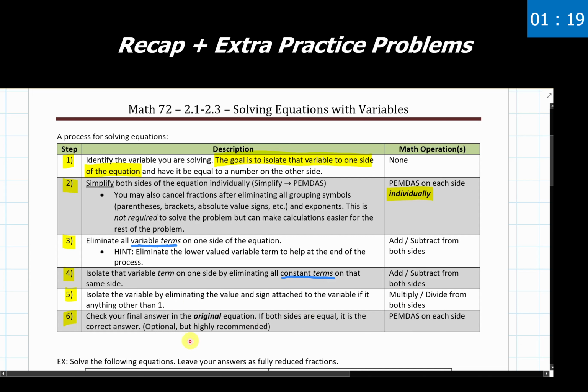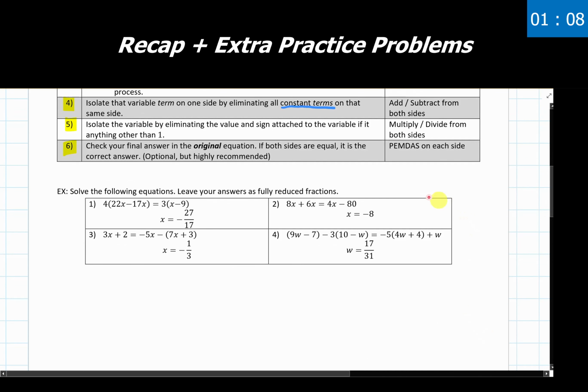We didn't check any of our final answers. It is technically optional, but it is something that you can do and use PEMDAS to simplify each side of the equation individually. We had our 4 problems that we had right here and our answers. Pretty sure we got all of them right as we were going through those.